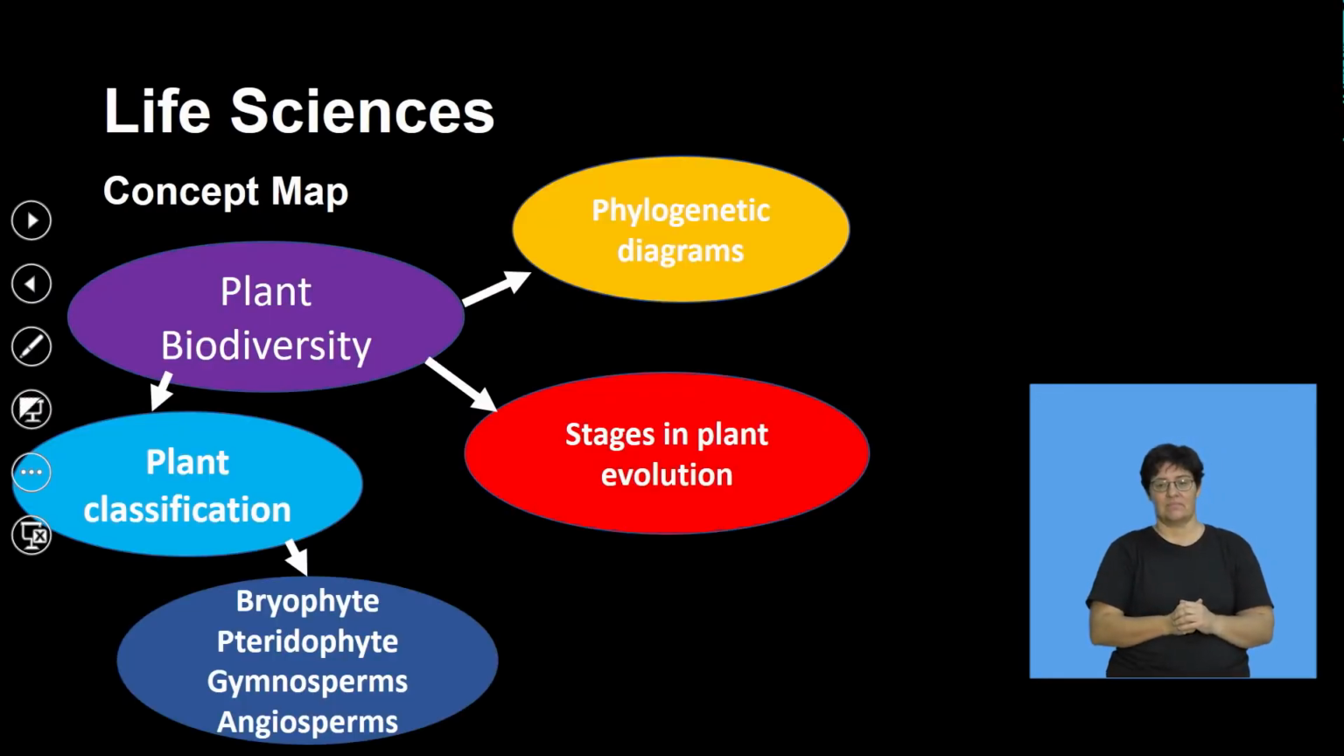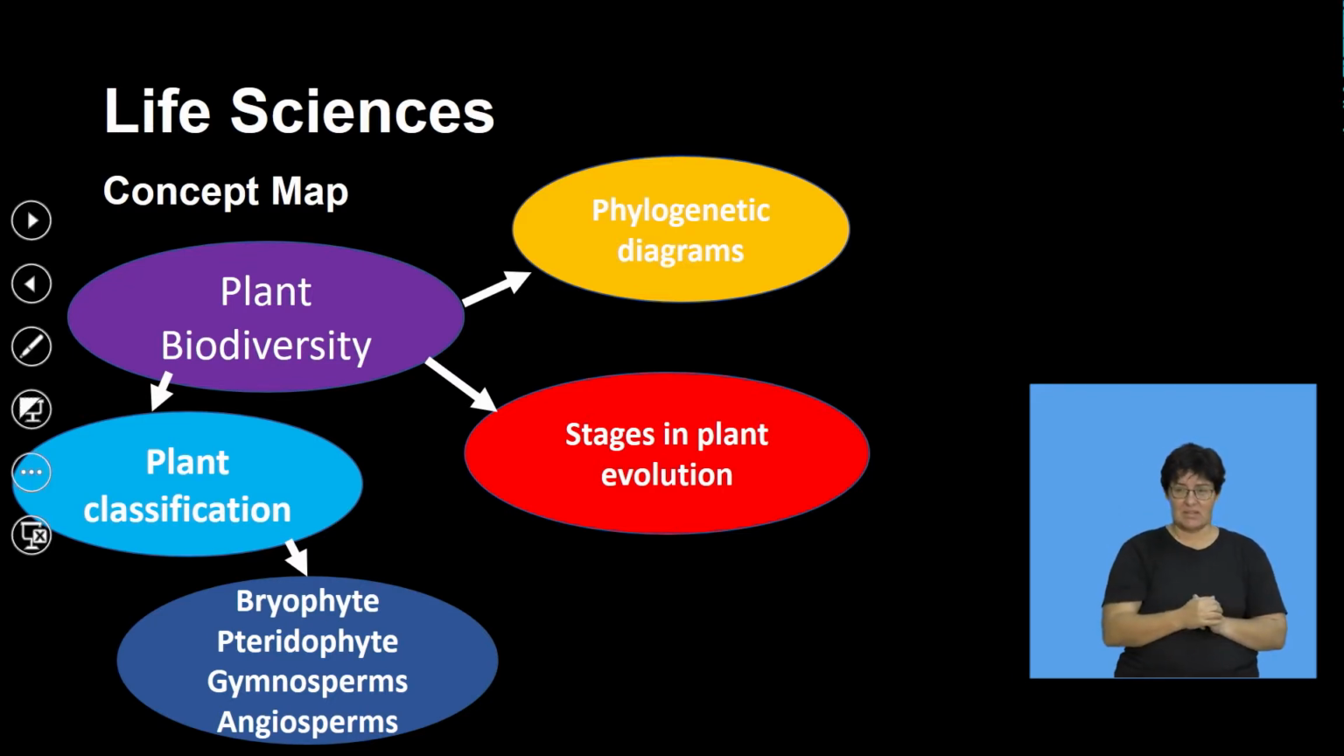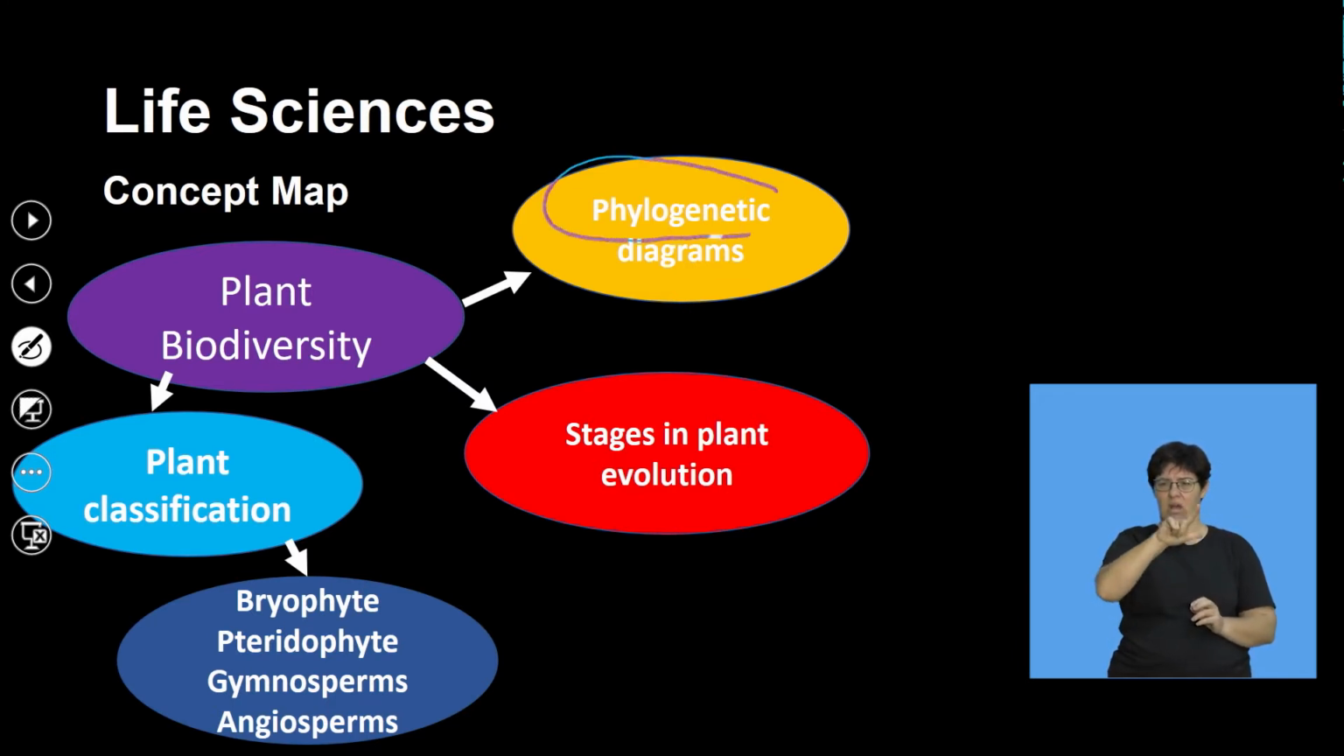When we look at our concept map over here, you're going to see some very big terms. If you have a look on the board, you're going to see words that you might not recognize, for example phylogenetic. These are all going to be new terms to you. And all these words over here: bryophyta, pteridophyta, gymnosperms, and angiosperms.